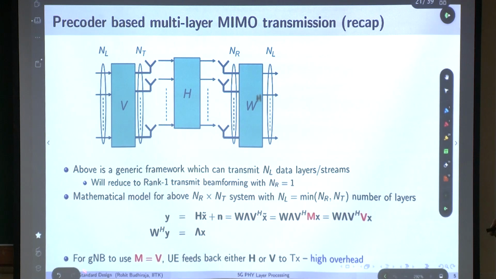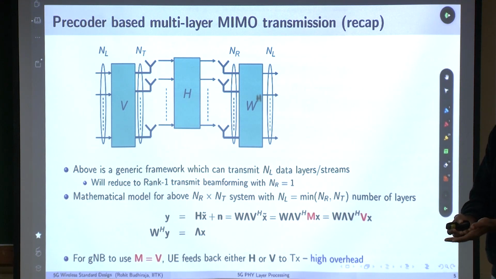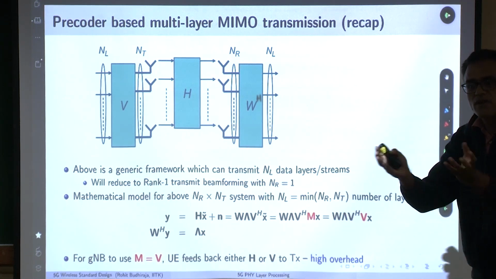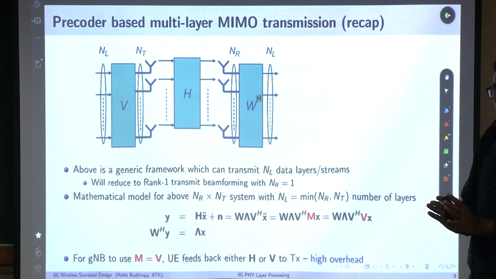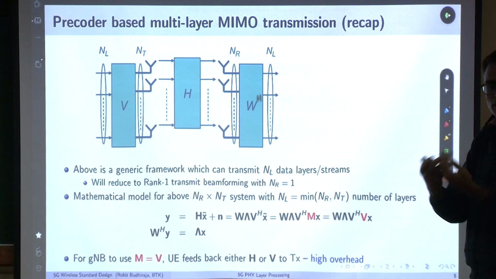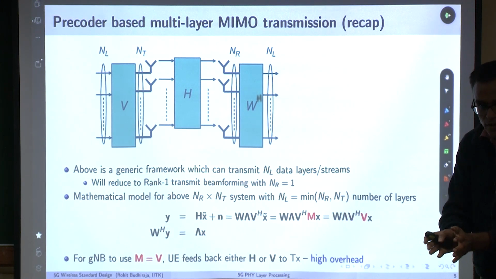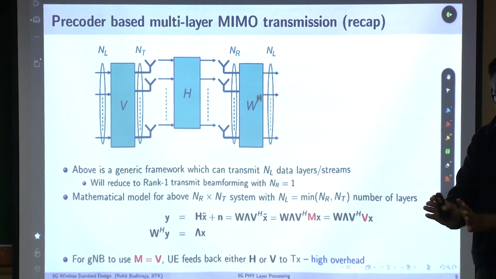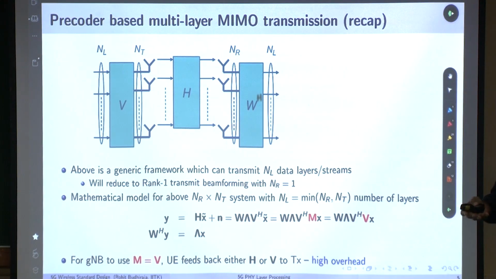Fine. So for the gNodeB to use this precoder, the UE has to either feed back H or V, right? And we know now that it will never feed back H. It will feed back V, and this V will be one of some codebook entries. We saw that for a simple system. Now we are doing it for another system wherein the rank is not 1, and we are going to do it for a rank 2 system. But the same ideas will be applicable for higher rank systems also.